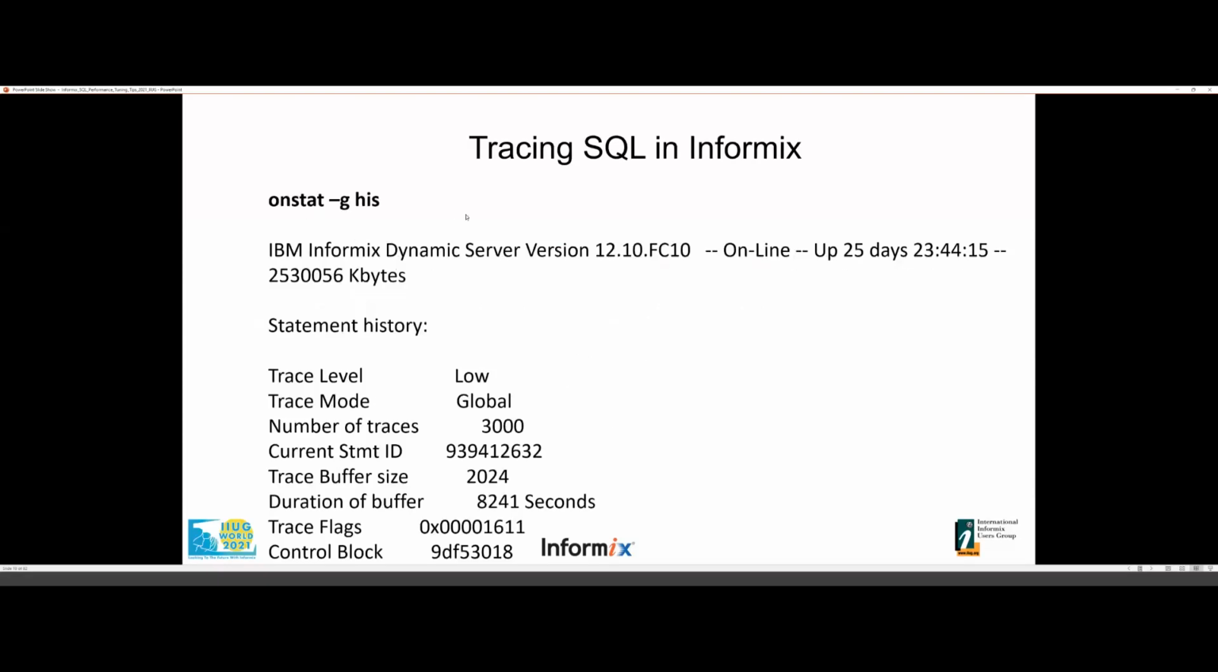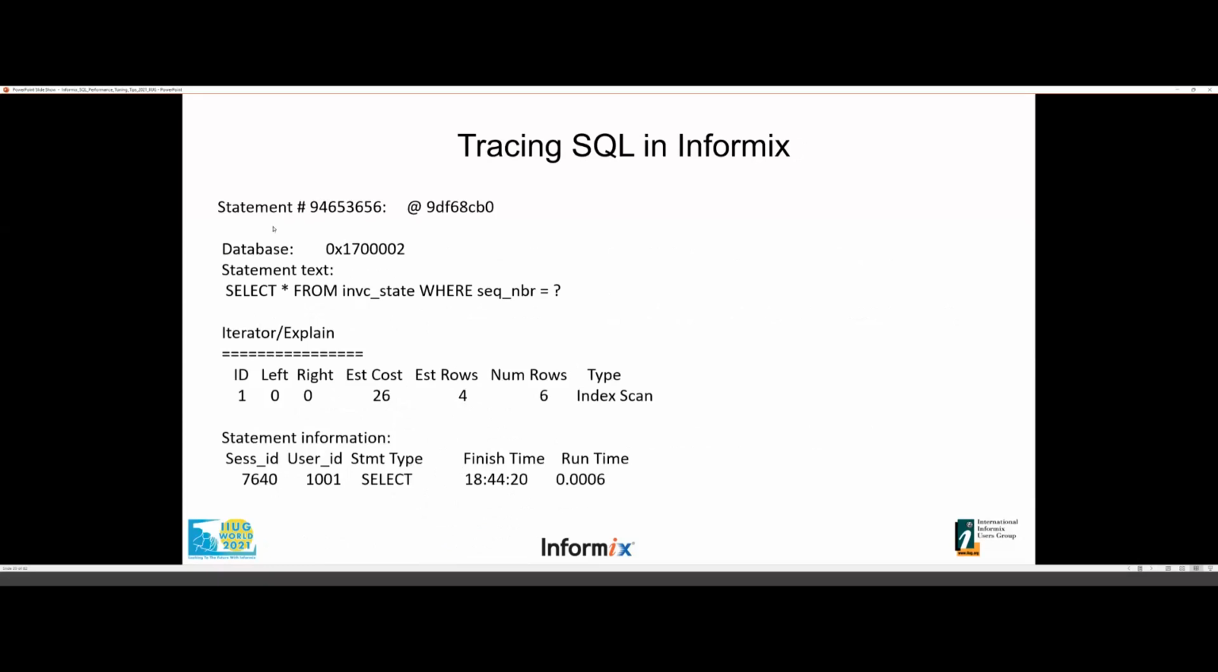So here's an example of the onstat -g his output. It gives your trace level, your trace mode, your number of traces, statement ID, trace buffer size, the duration of your trace buffer. And then also it'll give you more information about the SQL statement. Here it gives you your estimated cost, number of rows, the runtime, the finish time, and the session ID for that SQL.